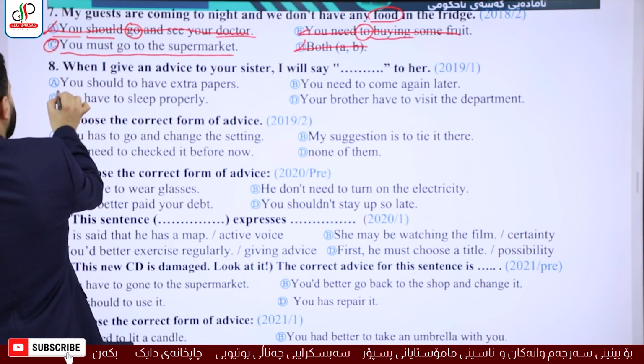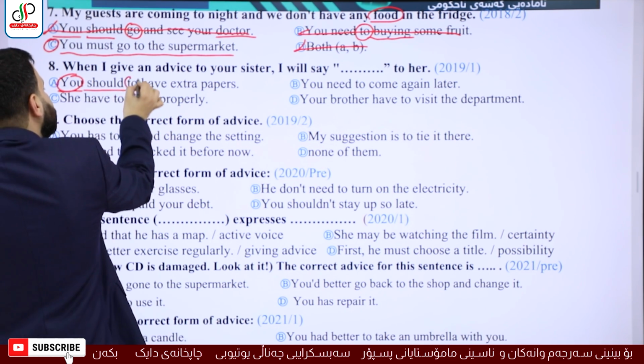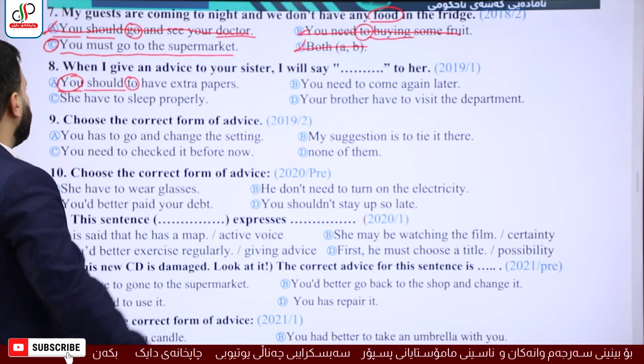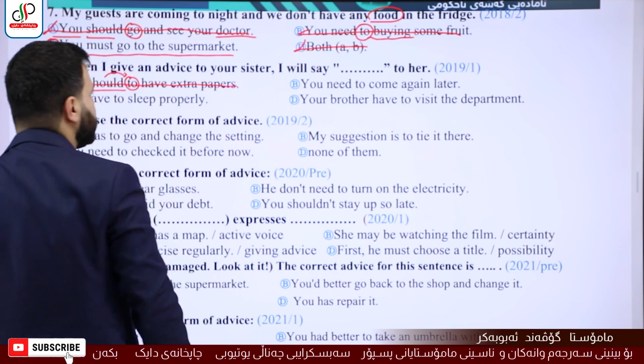Here, you should to have. You is plural, should is a modal, and it's a modal without to. That's why to is wrong. We don't use should with to. Be careful about that. This one is wrong.